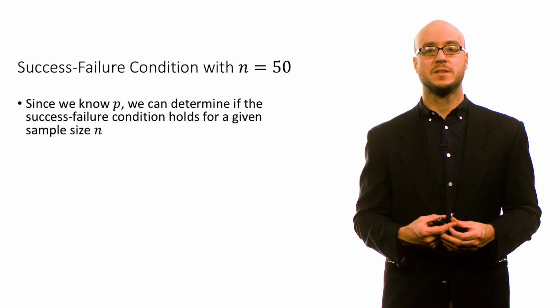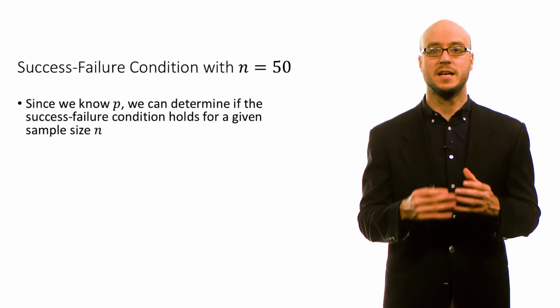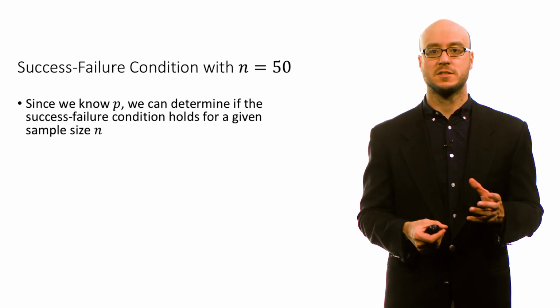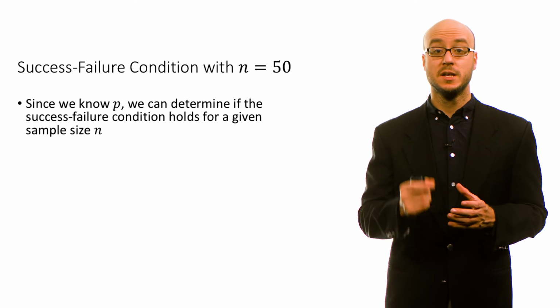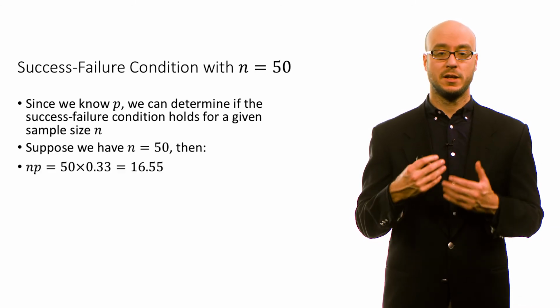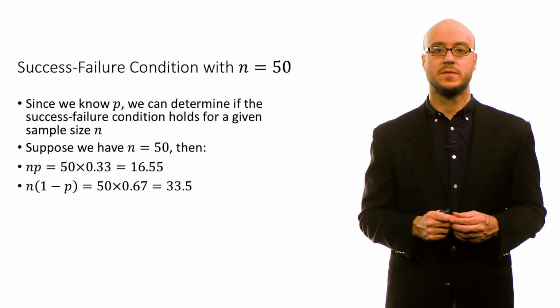Now let's see what happens if we have a sample size of 50. The idea is we're testing the success-failure condition. We're seeing what the expected number of successes or failures are for given sample sizes. Because in this case, we know the population proportion, so we can actually examine these assumptions. Typically, we would use p hat instead of p.